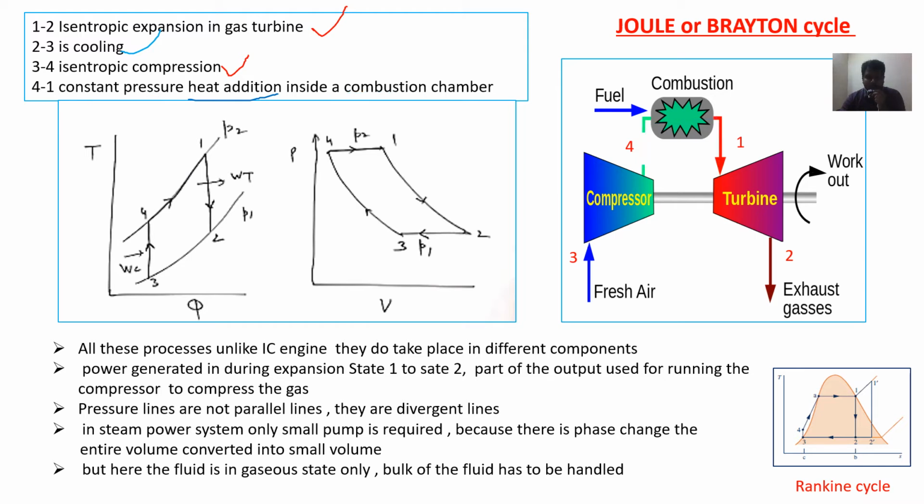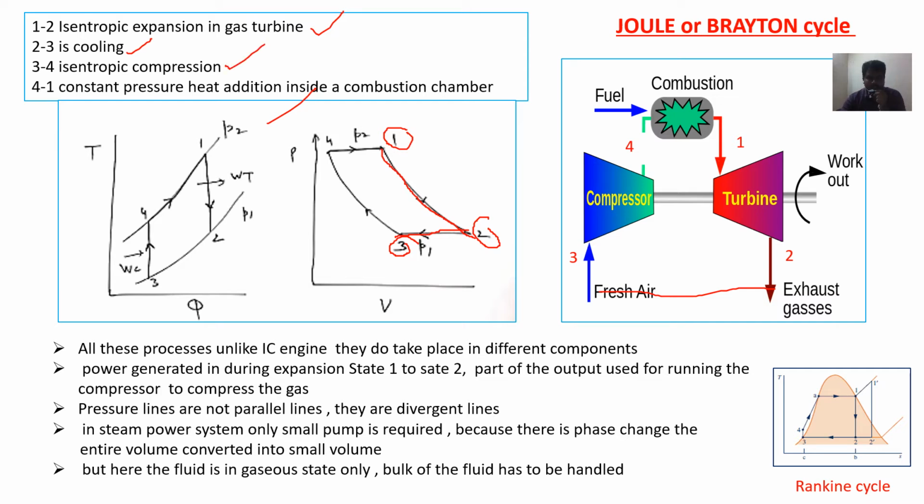Now let us draw a PV diagram and TS diagram for Joule or Brayton cycle. First of all, let us discuss about PV diagram. Process 1 to 2 is the isentropic expansion. So during the expansion, the volume will increase and the pressure decreases between 1 and 2. Process 2 to 3 is the cooling. Cooling at constant pressure between 2 to 3. So since it is a constant pressure, it is a straight horizontal line.